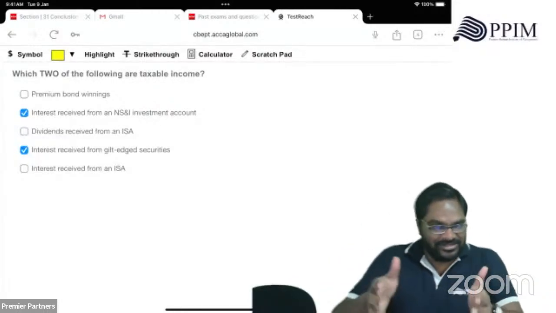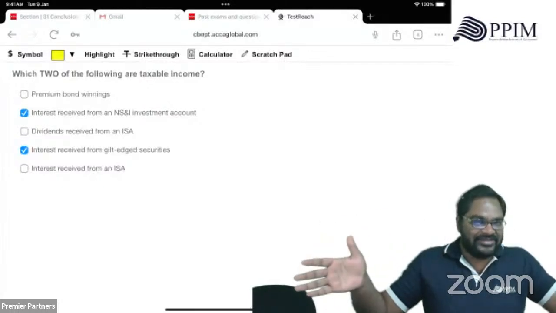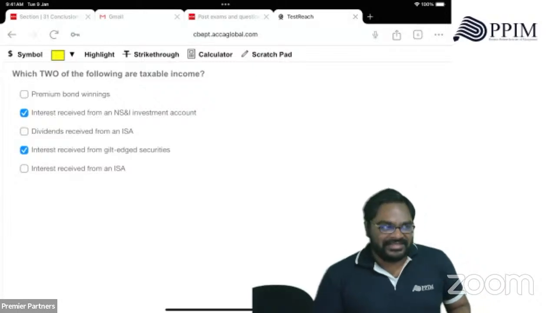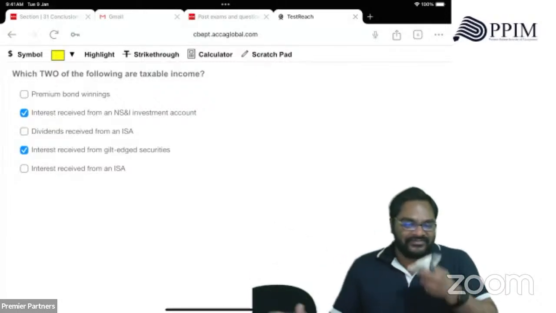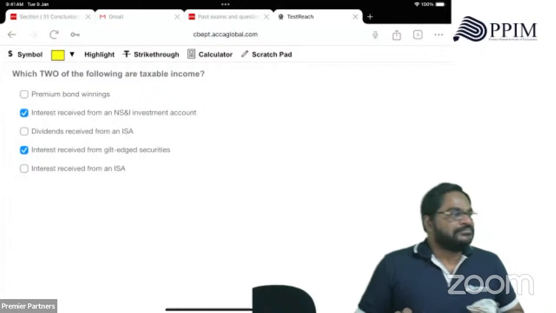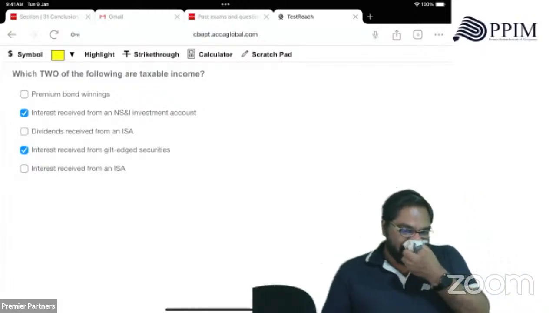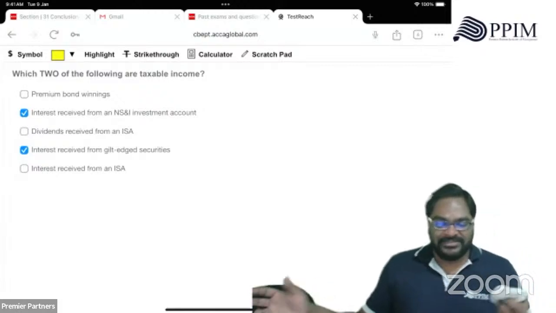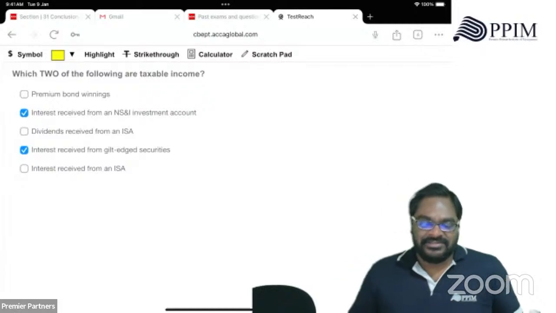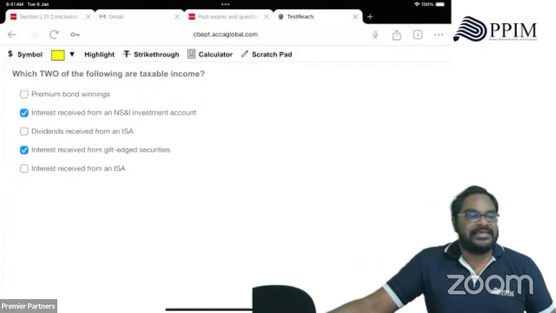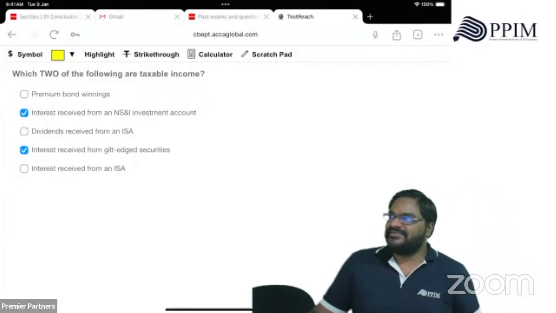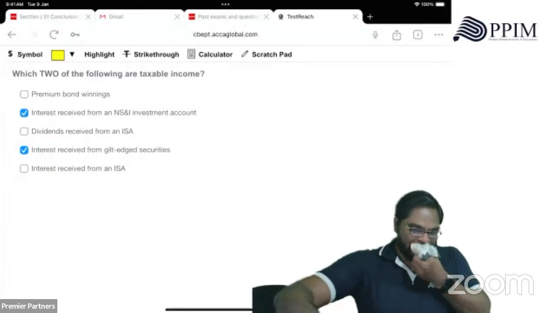This is also the same thing, but a different kind of arrangement. So investment account, if you are getting any interest or dividend from NS&I, that is taxable. So the second one is taxable. The dividends received from ISA, exempted. Interest received from gilt-edged securities, we can tax. Interest received from ISA, exempted. So 2 and 4 would be the correct answer. And I hope you guys are clear with the reasons now. Right. Then I'm moving on to the next one.